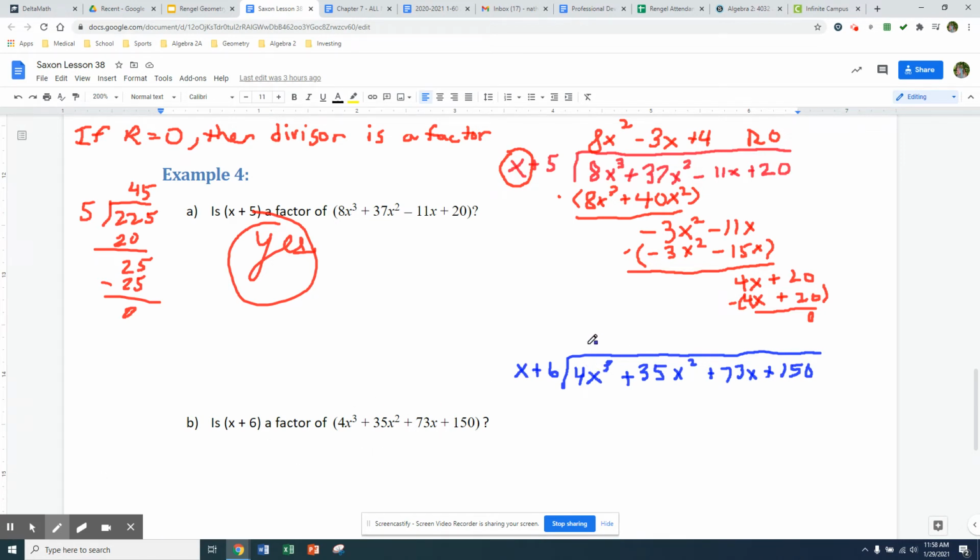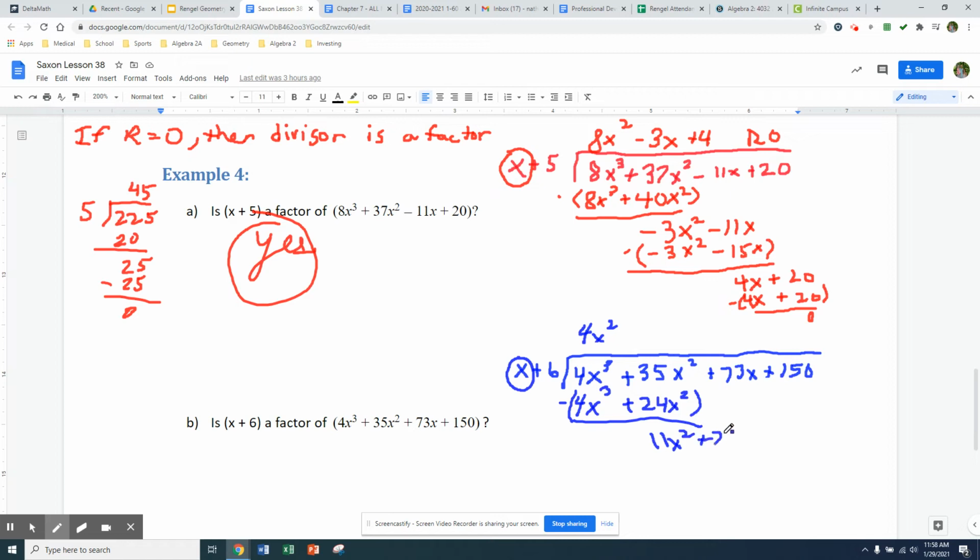Let's take a look at example 2. Example 4, part B. Again, we're trying to get x. We're trying to always match it to this very first term as we go through. So we'll take a 4x squared, multiply that by x. That would be 4x cubed. 4 times 6 then would be 24x squared. Excellent. Now we can subtract.